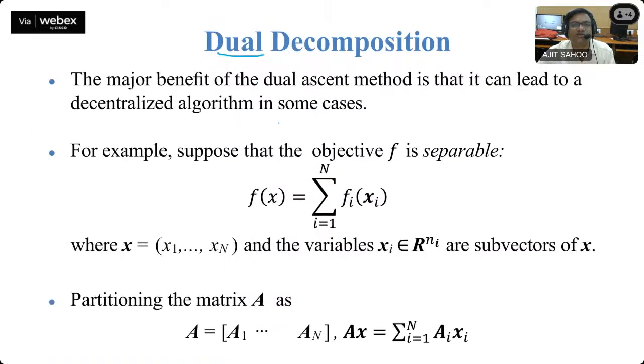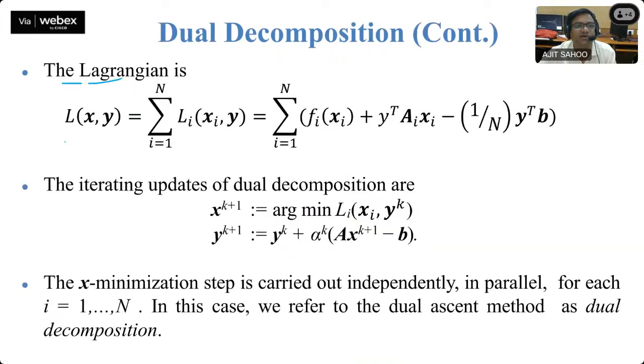Then dual decomposition. In the case of dual ascent, the major benefit is this one. If the function is a summation of many variables, or the function can be decomposed into a number of functions, then you can partition the problem into n number of problems, and those n number of problems you can solve parallelly. So that is called dual decomposition. Like the Lagrangian, it can be formed this way. The total Lagrangian can be a summation of each Lagrangian, and you can have n number of this type of functions. Then you can solve them parallelly.